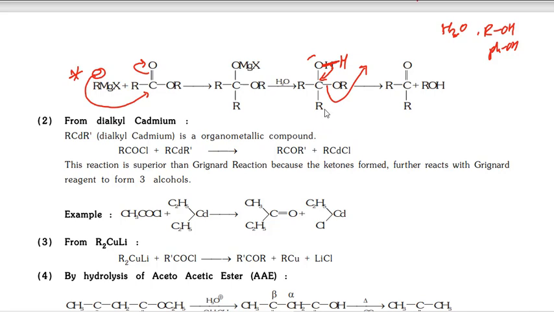Why is OR leaving? Why not R? See, these are good leaving groups: halogens and NH2 and OR. These are good leaving groups compared to this R group. That's why OR is leaving. Then here the byproduct is alcohol. Here it is forming ketone.